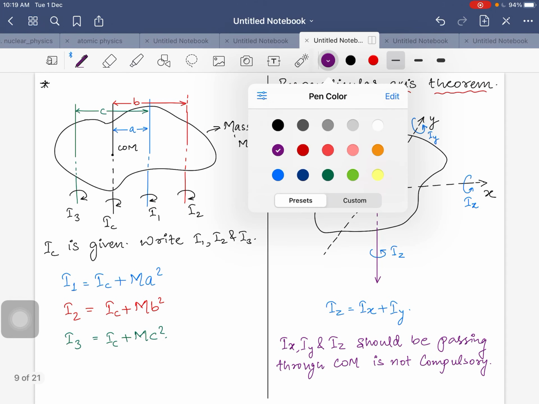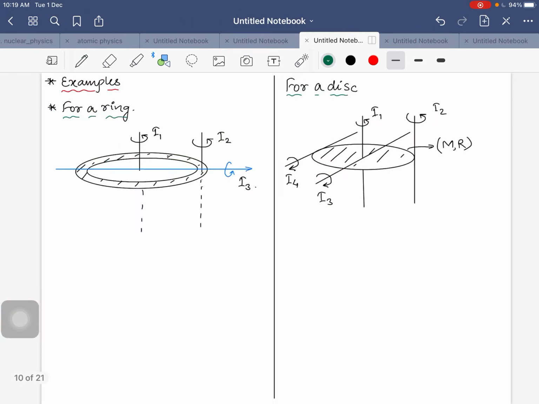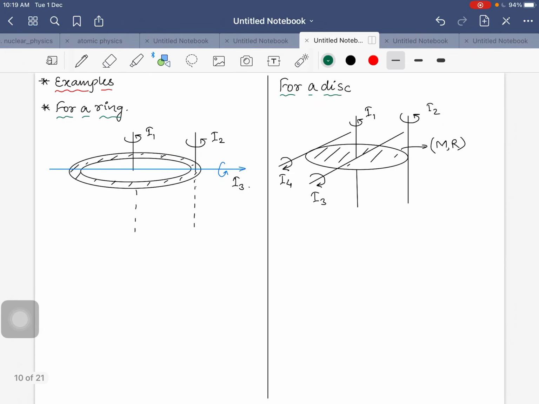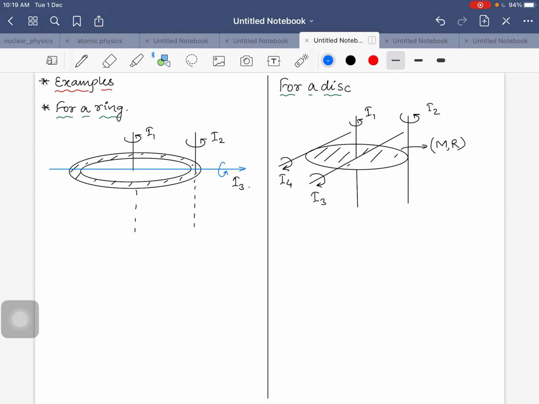Or actually, when I will take an example now, then you will get the clarity. Now, like suppose for a ring, we have to write I1, I2, I3. So what can I write? Can you tell me the I1? If the mass is m and radius is r, so what will I1 be? Actually, I1 will be equals to mr square, that we already know.